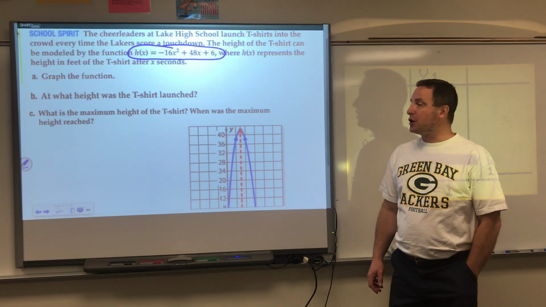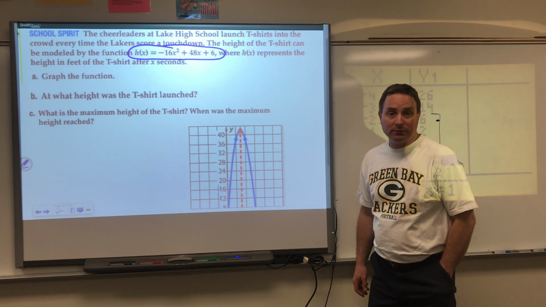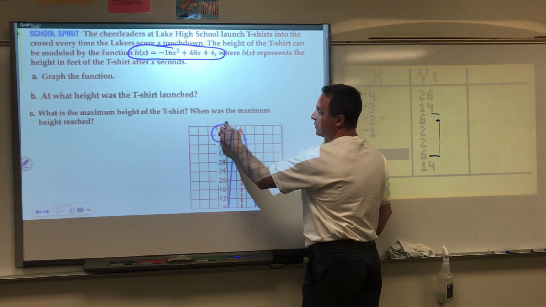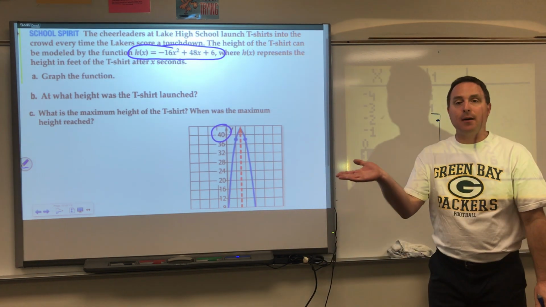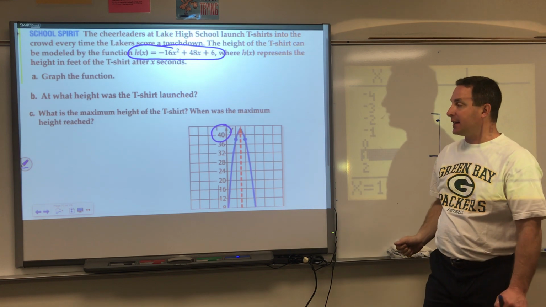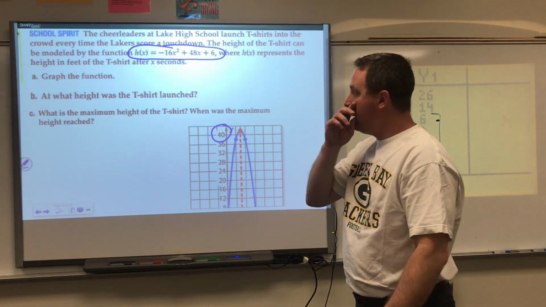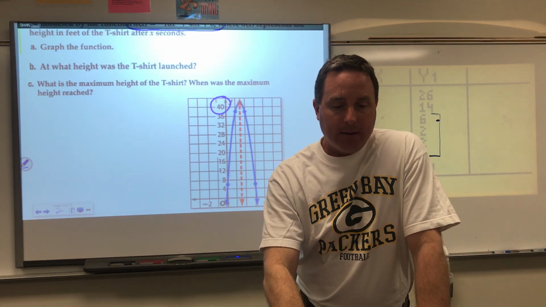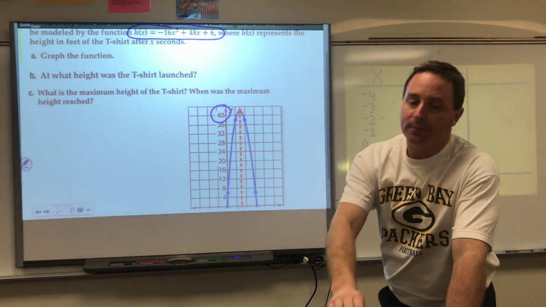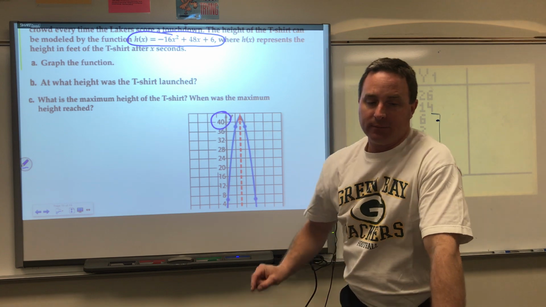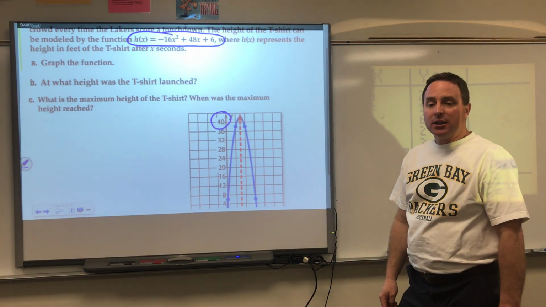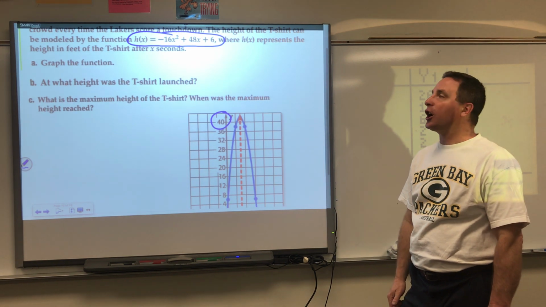You would have to adjust your window so that you can see the whole path. You'd have to make your y maximum, look how high this goes. You'd have to make your y maximum on your window go above 40, maybe like 50 or 60 so that you can see it. And let's see if we can answer these questions here. So there's the graph of it. Letter B, at what height was the t-shirt launched? So at what height was its starting height?